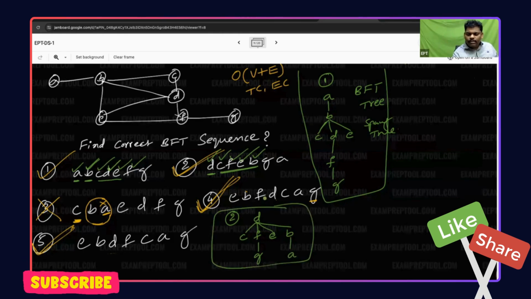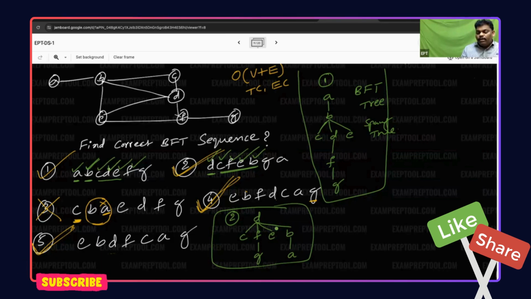Check once. It is the BFT tree for the second option. Check properly if anyone has a doubt. You have to see the diagram also, you have to see the sequence also. They will give one diagram, and they will give one BFT sequence also. They will ask you, if you draw the BFT tree, in that BFT tree, how many leaf nodes are there?